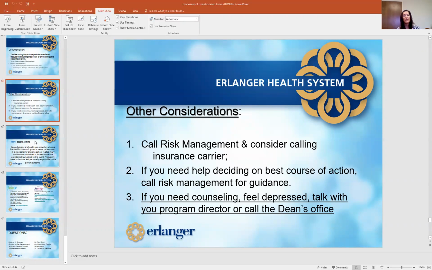And of course, if you get to the point where you're having to disclose something, you might want to think about picking up the phone and calling risk management. And if it's something that's significant enough, you could also call the insurance carrier, which for residents right now is a little bit different. You guys can speak to that. For our physicians here at Erlanger, they have an insurance carrier, and so sometimes we would want to go ahead and call them and put them on notice.